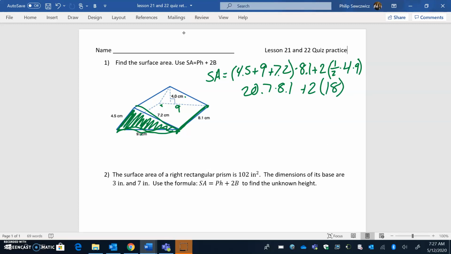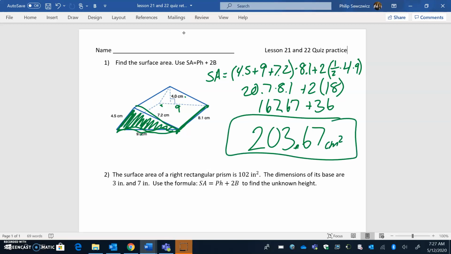Now I'm going to take that 20 and 7 tenths and multiply it times my 8 and 1/10. I get 167 and 67 hundredths, plus, and then I'll get my 36. I can add that on: 203 and 67 hundredths. Because it is surface area, it is centimeters squared that we're looking at.